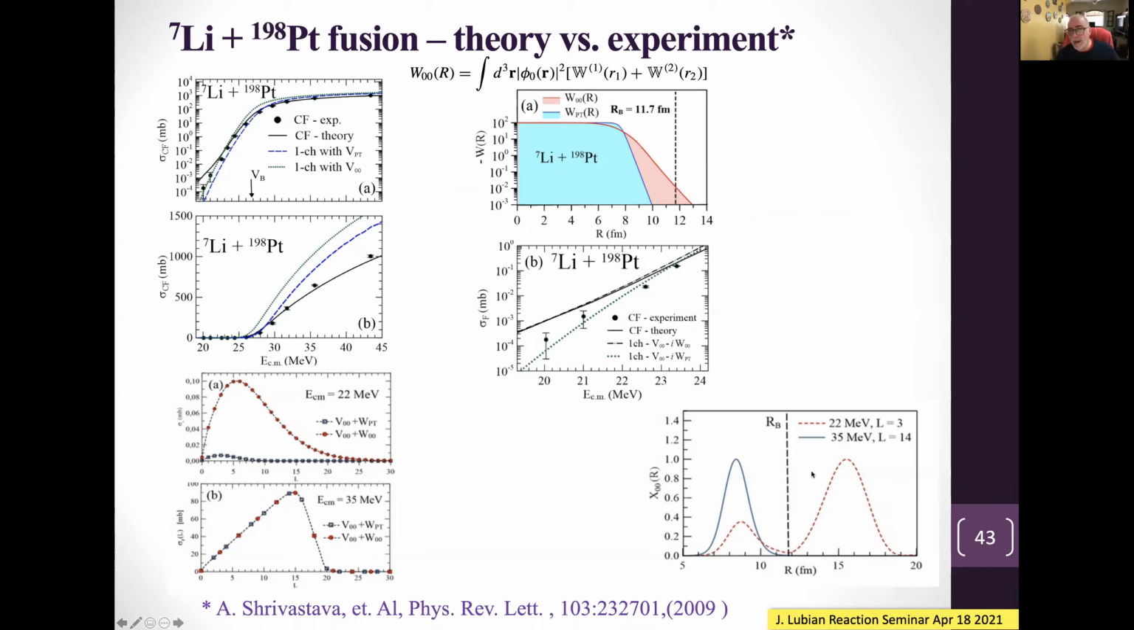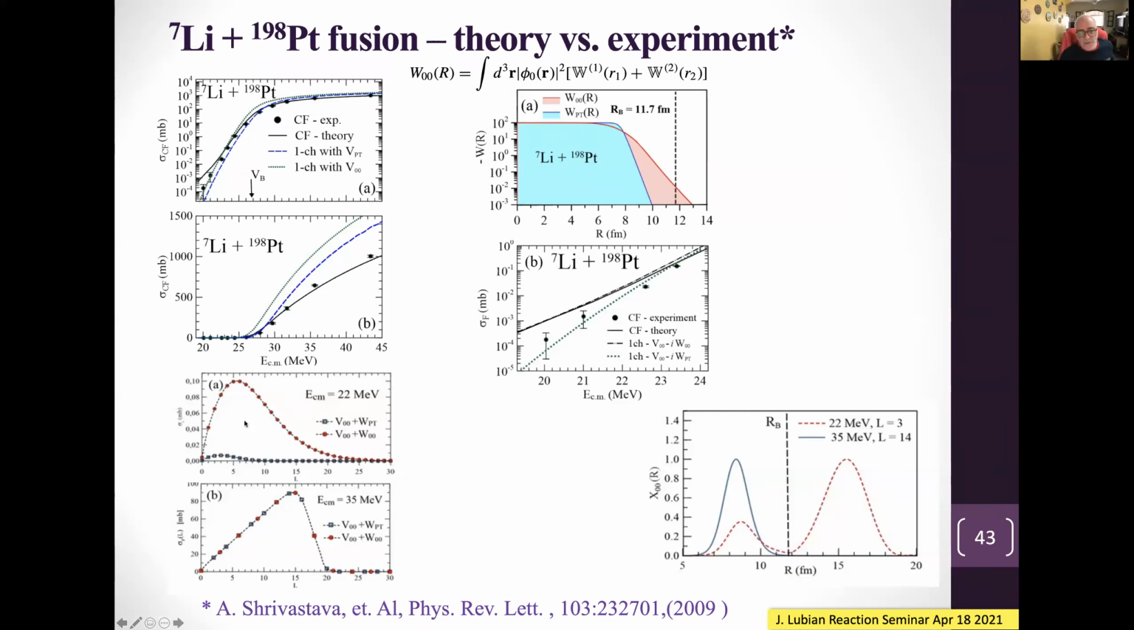Here, I am plotting this magnitude in two cases, one for L equal 3, and the L is not important because this is similar, independent of L. The relevance is that we have here energy below the barrier and above the barrier. Above the barrier, you see that this integral is concentrated inside the barrier, but below the barrier, as the imaginary potential is long range, we have the major part outside the barrier. So we are taking absorption for something that is not fusion at all. That's why we corrected this using this WPT for the calculation of the complete fusion.